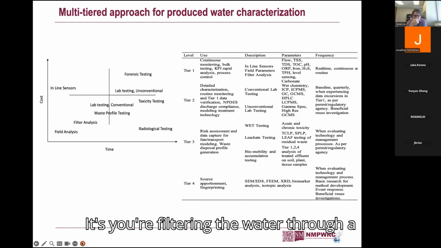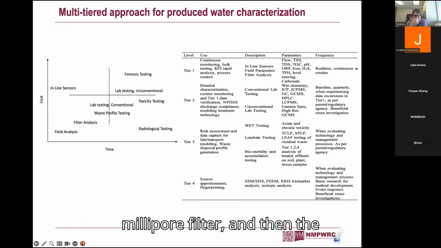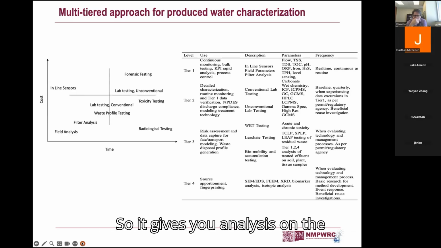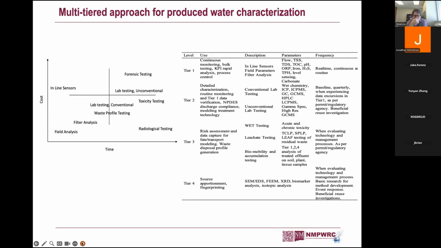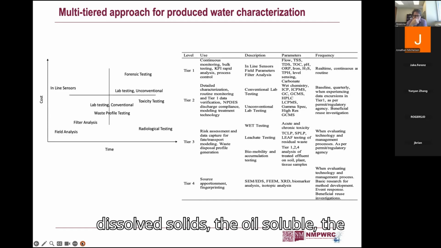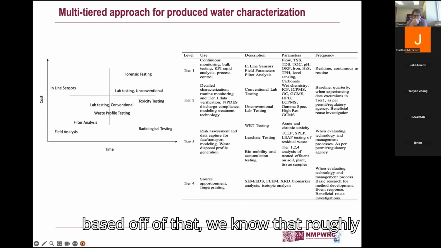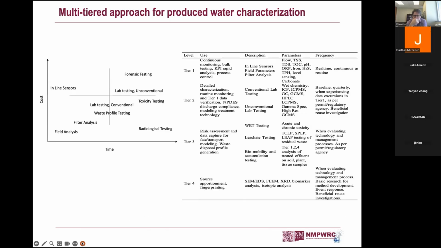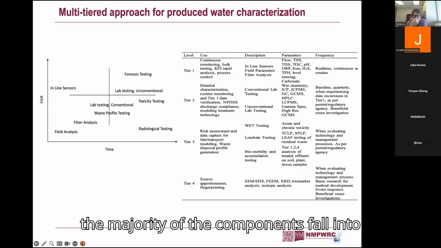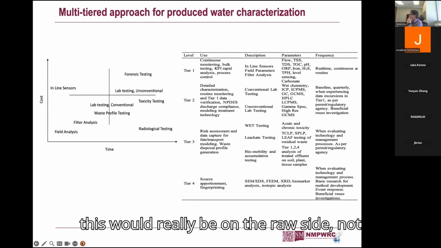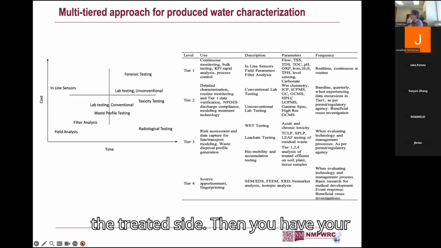You're filtering the water through a millipore filter, and then the laboratory does sequential extractions. So it gives you analysis on the oil, the total solids, the total dissolved solids, the oil soluble, the acid soluble, and then the insoluble. So based off of that, we know roughly that the majority of the components fall into one of those buckets, and it tells us what's going on. And this would really be on the raw side, not the treated side.